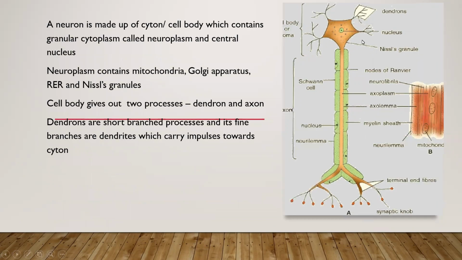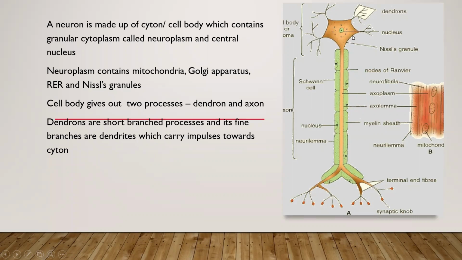Now, this is the single neuron, and we'll study its structure in detail. The neuron is made up of a cyton or cell body, which contains granular cytoplasm. Can you see this star-shaped structure? This star-shaped structure is called the cyton, also called the cell body. In the cell body, what is present? A centrally placed nucleus and cytoplasm.